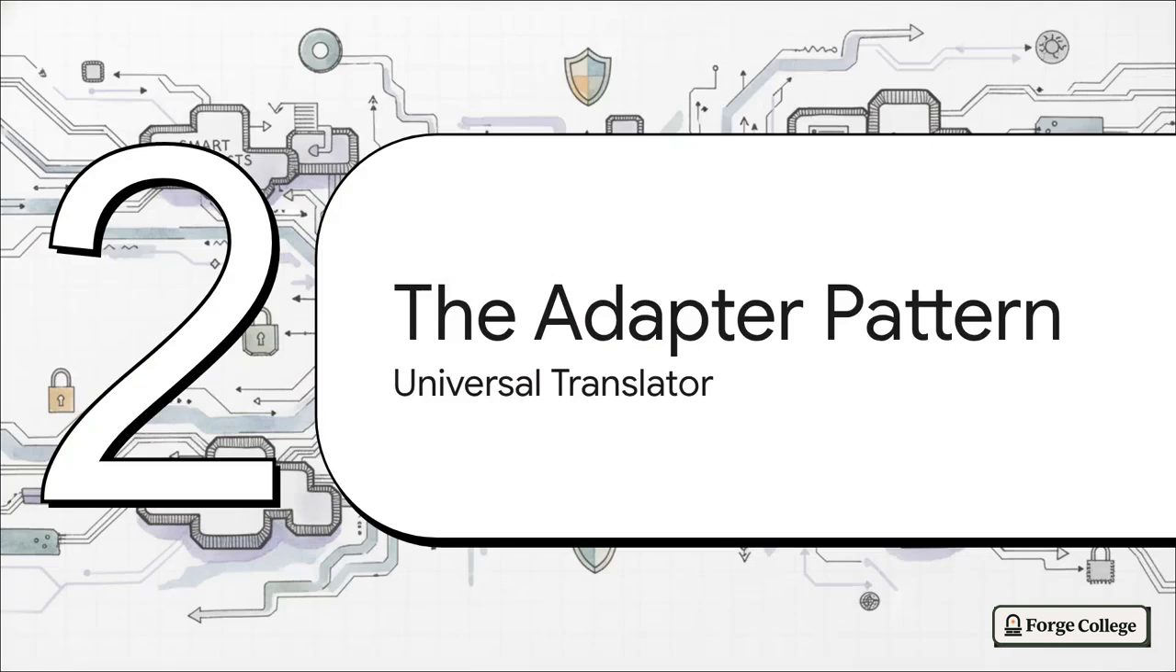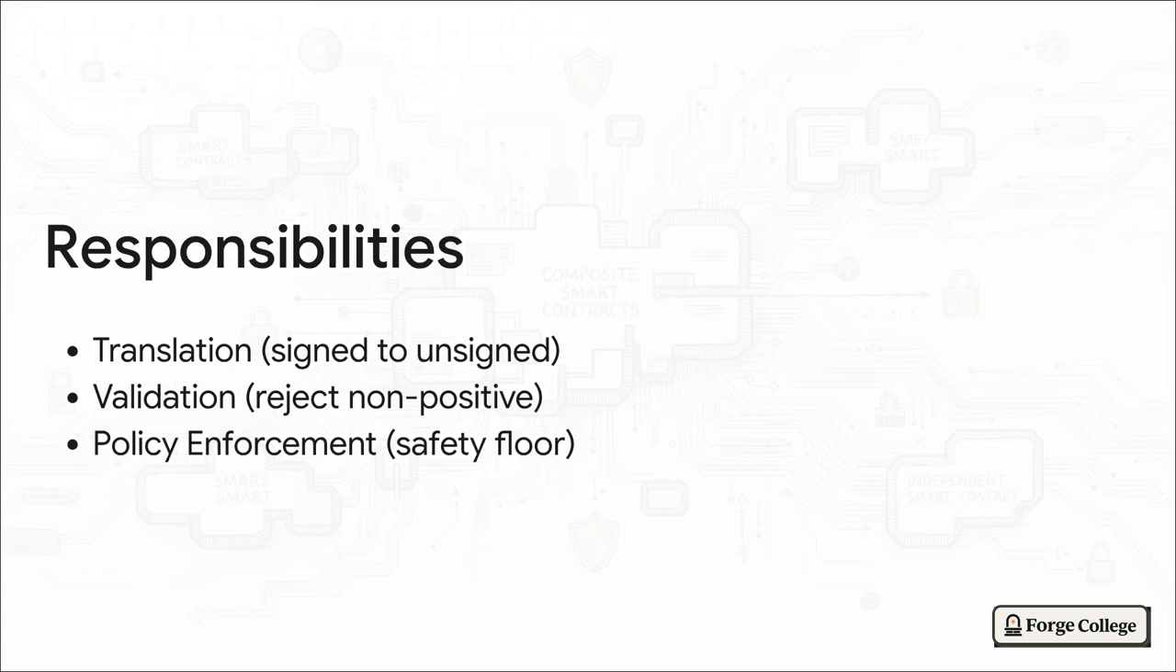All right, section 4, the adapter pattern. Let's zoom in on our universal translator. An adapter really has 3 main responsibilities. First up is translation. Think about converting a potentially negative number from a quirky oracle into a strictly positive number that your vault expects. Second is validation, which is literally just rejecting nonsensical, non-positive answers right at the door. And third is policy enforcement. This is absolutely crucial because it prevents the absolute heart-dropping panic of a multi-million-dollar vault accidentally liquidating everyone just because of a temporary math glitch.